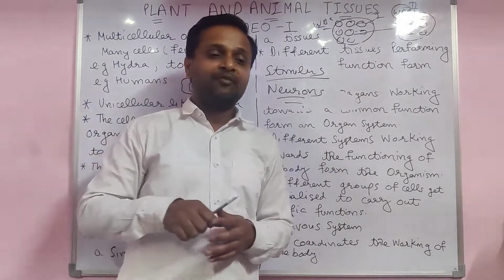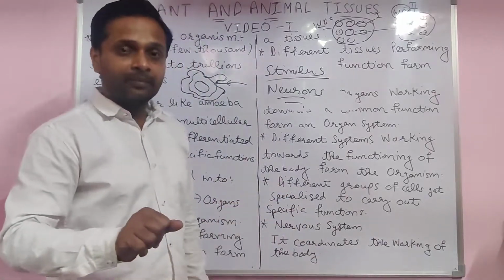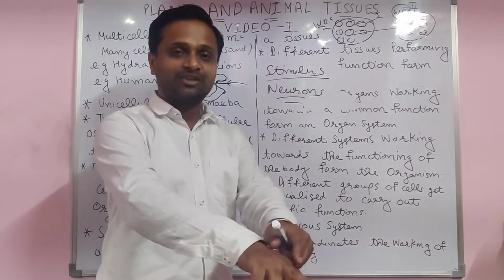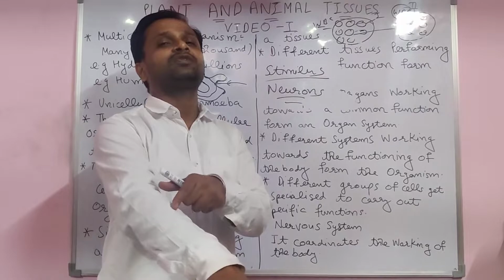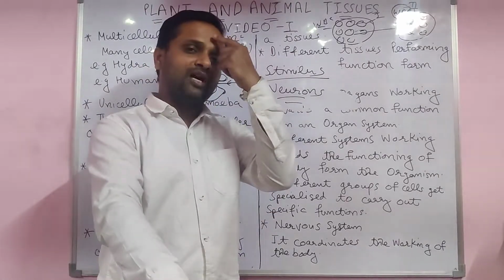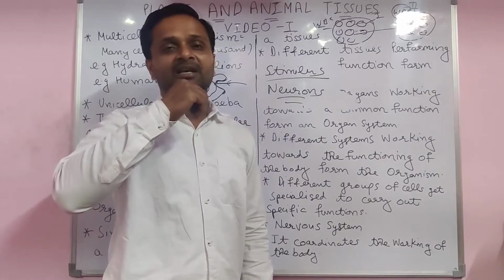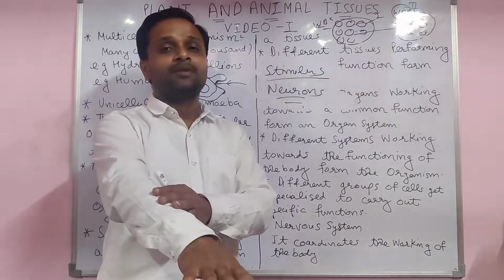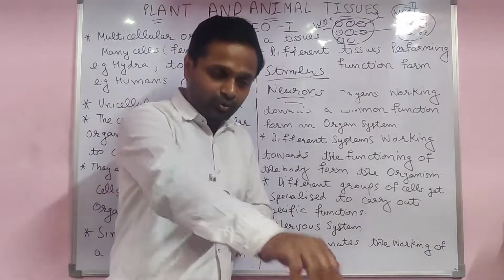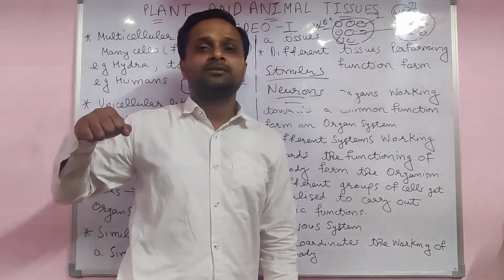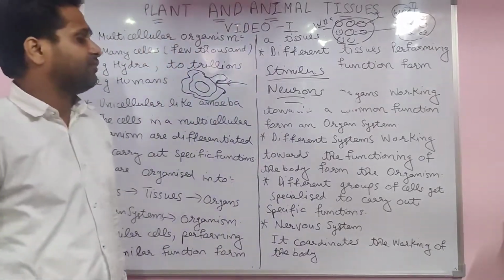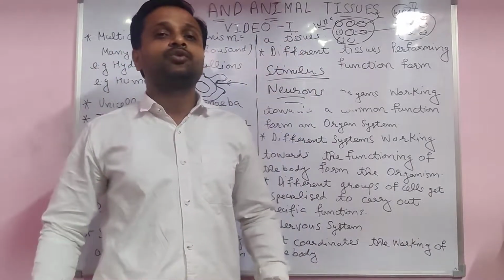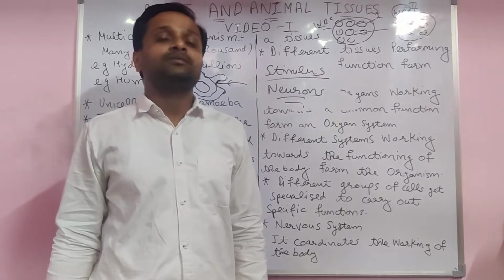For example, if you touch a hot utensil, what happens? When you touch it, the sense organ senses it and gives the message to a neuron, and that neuron transfers it to another neuron like this. Then it goes to the brain. The brain takes the decision and gives it to the hand muscle. Then the muscle contracts, and that is why you pull your hand back. This is the way the nervous system works. Its function is the coordination of the working of the body. Full coordination is due to the nervous system only.